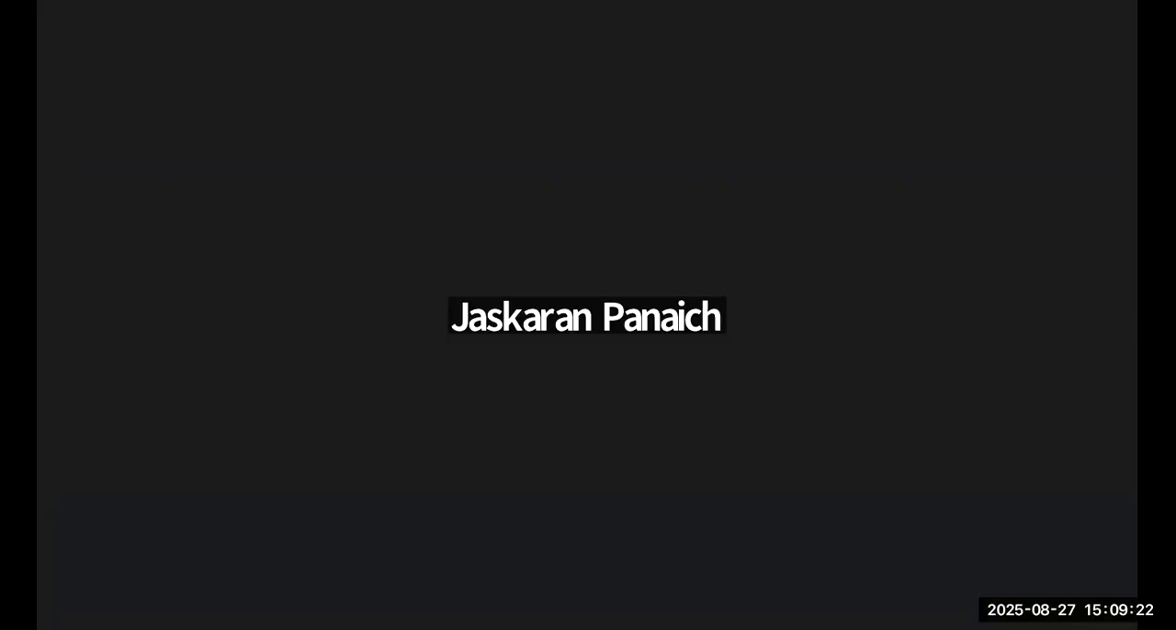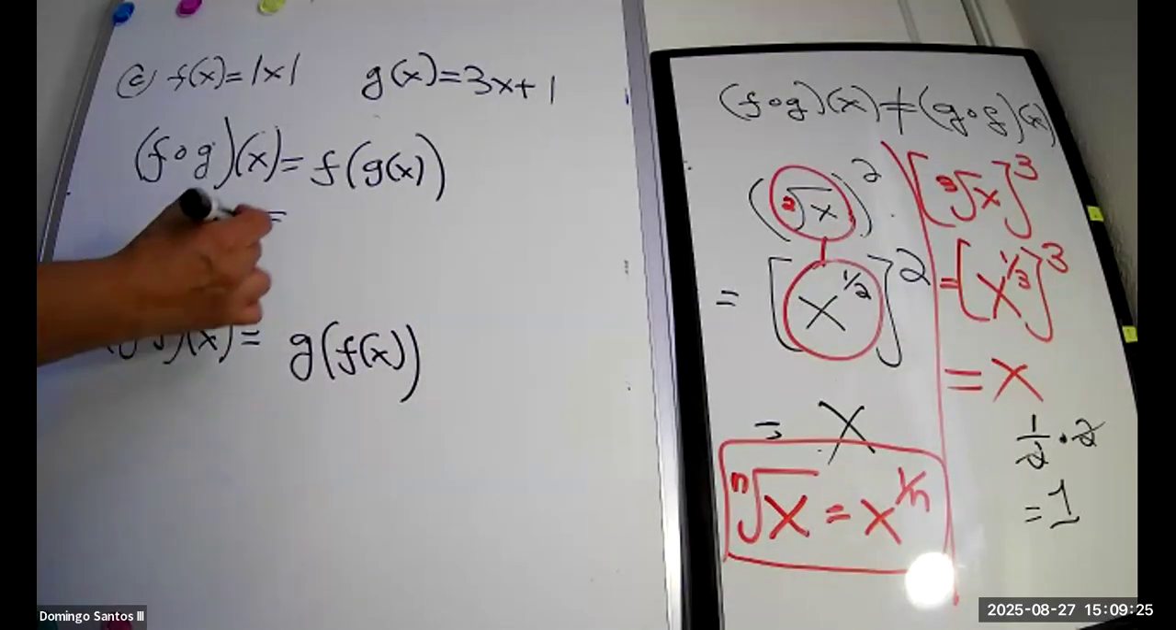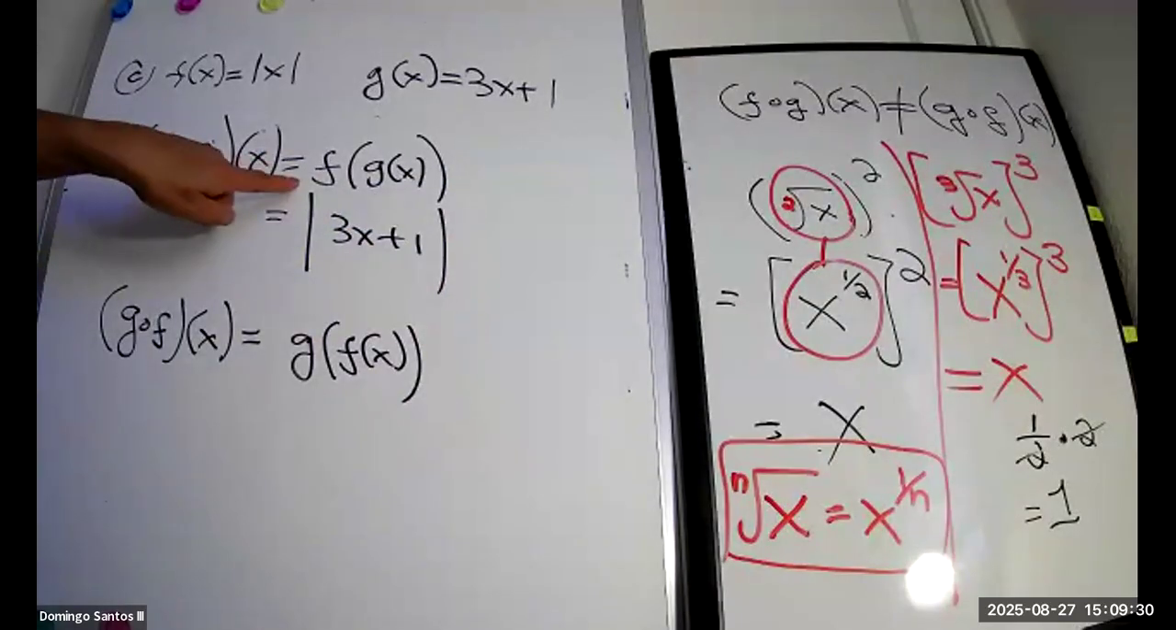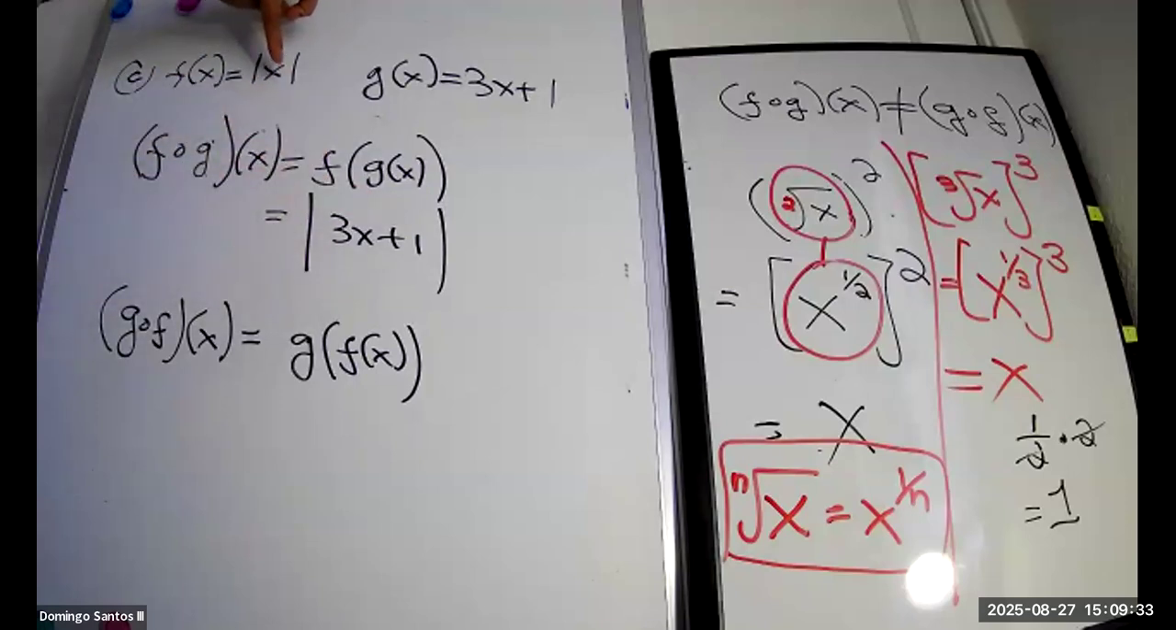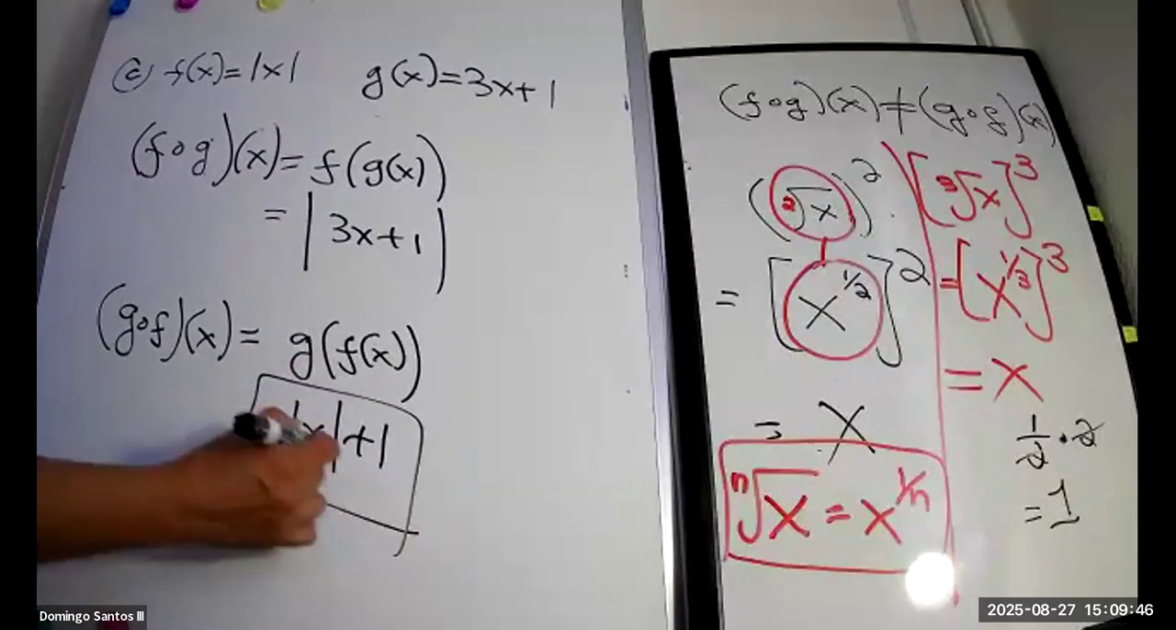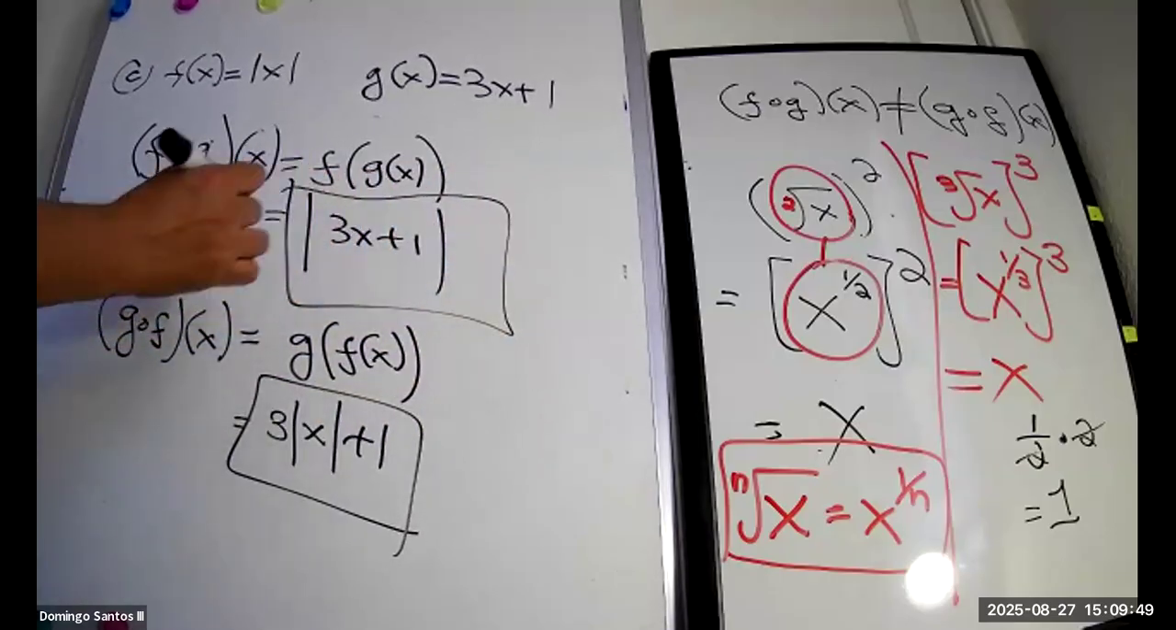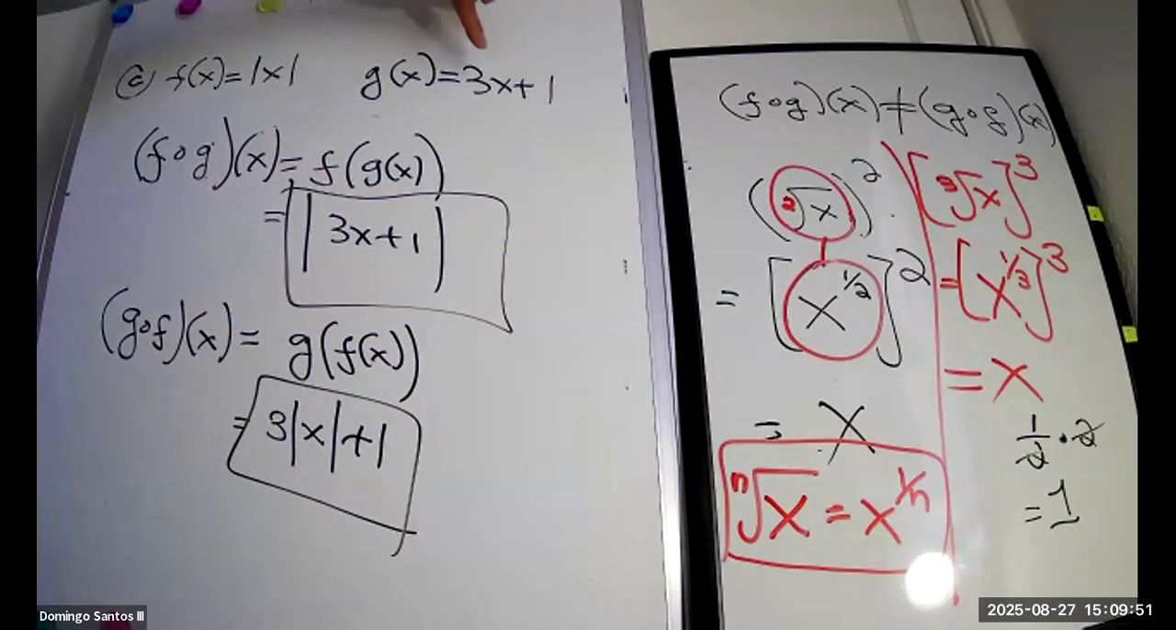Okie dokie. So what's f of g of x? That would just be the absolute value of 3x plus 1. Very good. Because here f is this whole thing, and you replace x with that whole thing there. Put it inside. What's g of f of x then? Will that be 3 times the absolute value of x plus 1? Good job. Because you just replace that x with that whole thing there. It's like a cookie cutter, right?